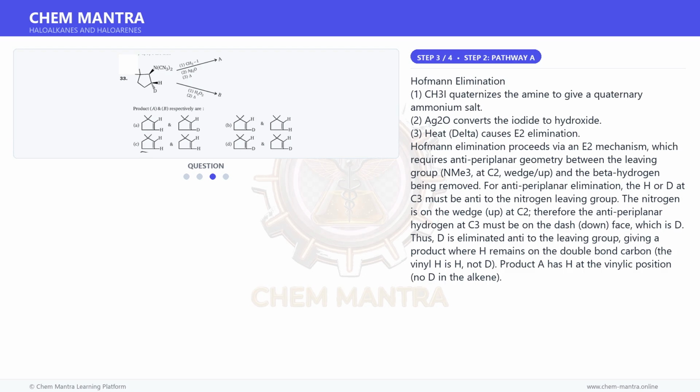Thus, D is eliminated anti to the leaving group, giving a product where H remains on the double bond carbon, the vinyl H is H, not D. Product A has H at the vinylic position, no D in the alkene.